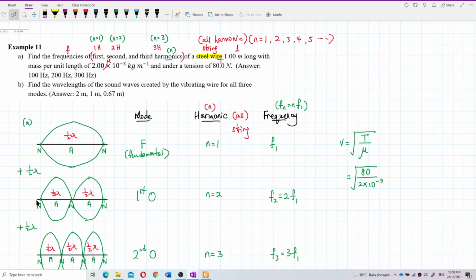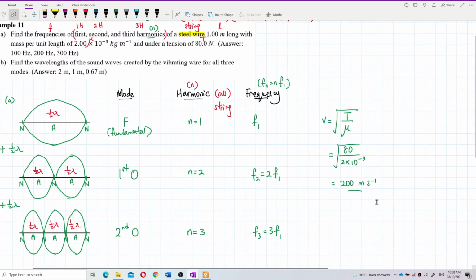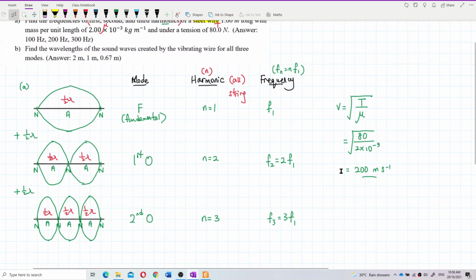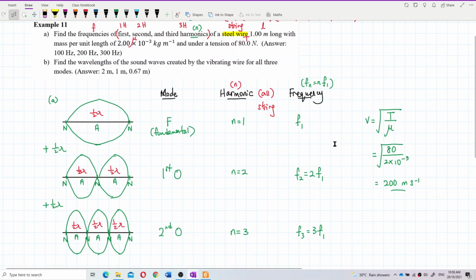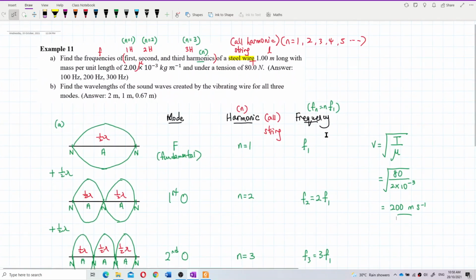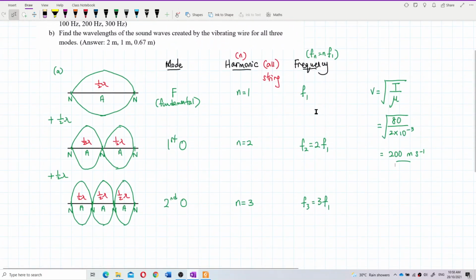Okay, so let's calculate. I got the value. V is equal to 200 meter per second. Okay, so I got the V already. So I want to find the frequency. So how to find the frequency?